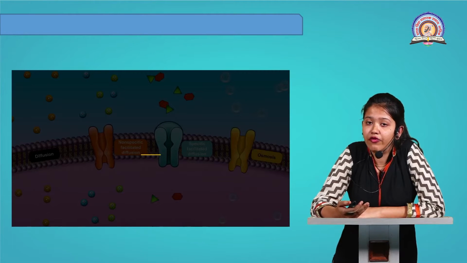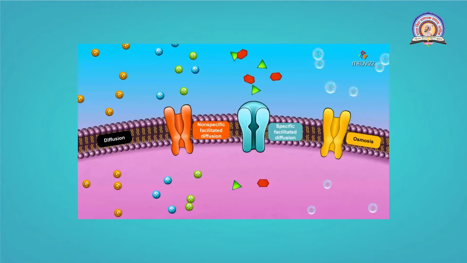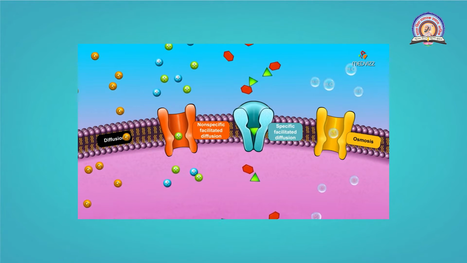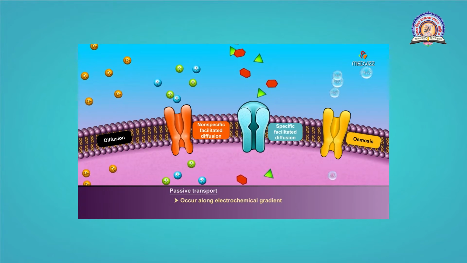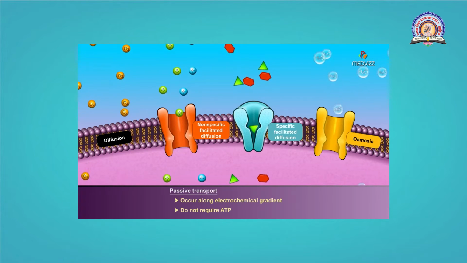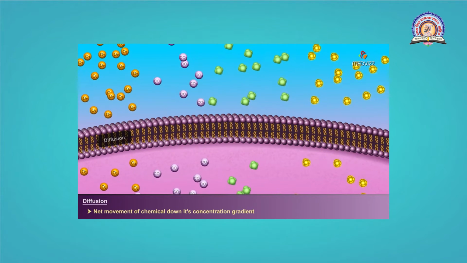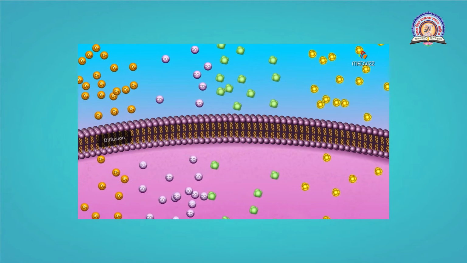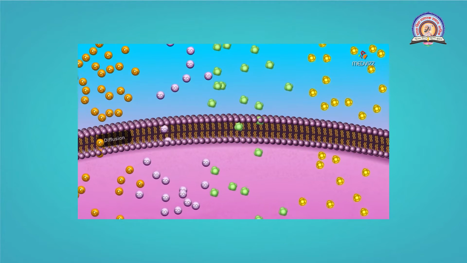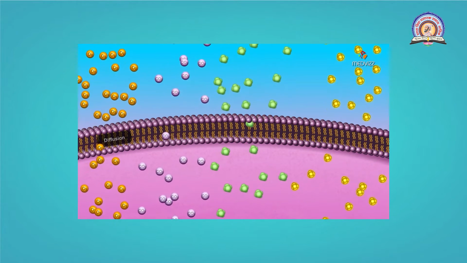Let's see an overview of passive transport. Passive transport includes diffusion, nonspecific and specific facilitated diffusion, and osmosis. All of these processes occur along electrochemical gradients and do not require the expenditure of energy in the form of ATP. Diffusion is the net movement of a chemical down its concentration gradient, that is, from an area of high concentration to an area of lower concentration. This requires no energy expenditure by the cell, as the concentration gradient drives the diffusion.